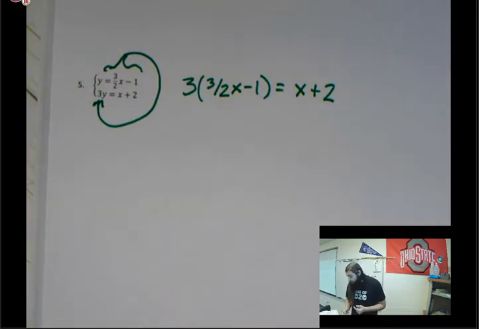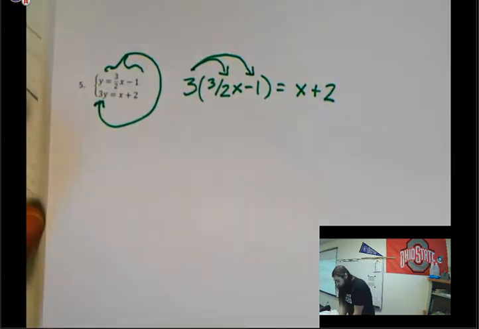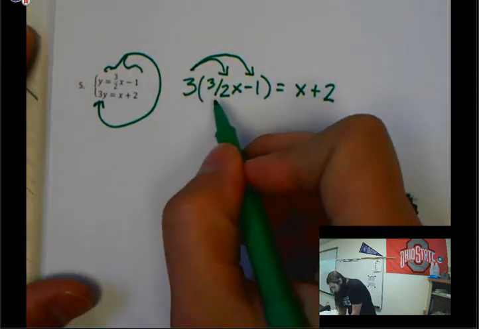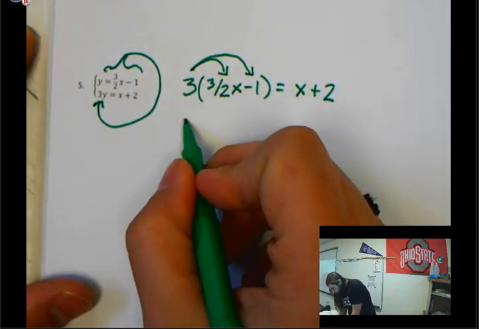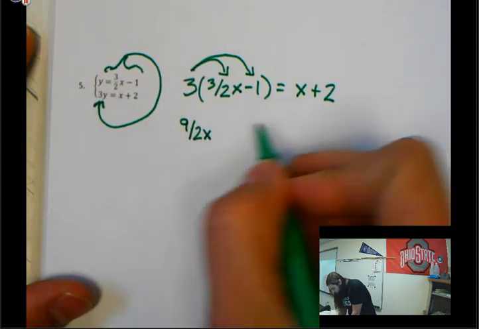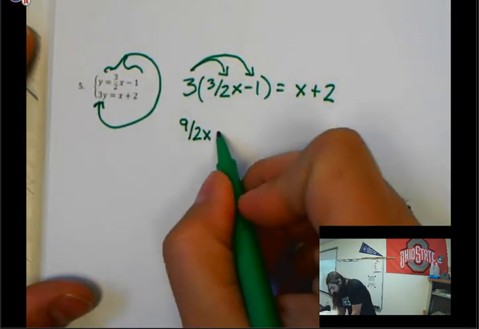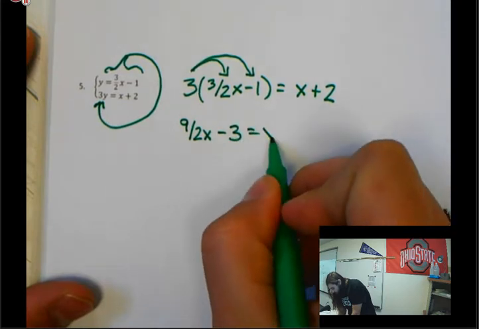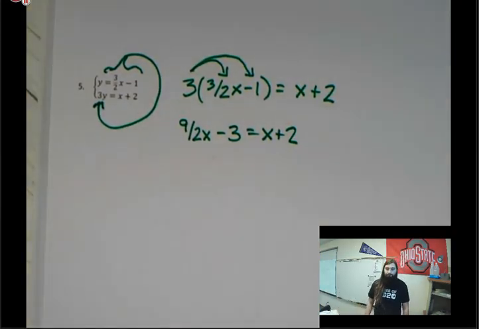So what we're going to do is we're going to distribute. So we're going to take this 3 and multiply it times both of these values here. So we're going to get 3 times 3/2, which is 3 times 3 is 9, 9 over 2, so 9/2 x, and then 3 times -1 is -3, and that's equal to, this side has not changed. We haven't done anything with it yet. Okay? So this is what we've got to work with. Now we need to just solve for x.